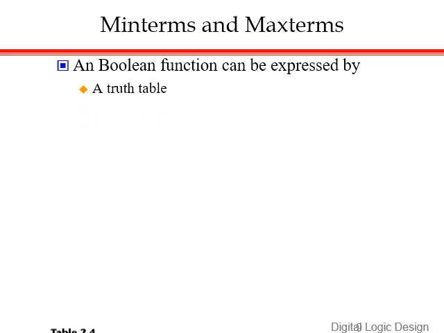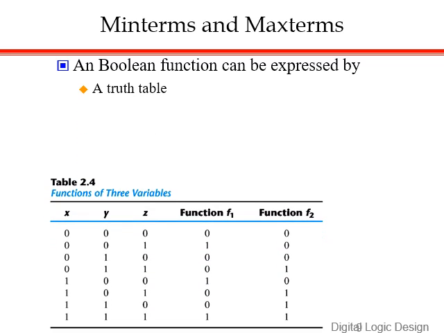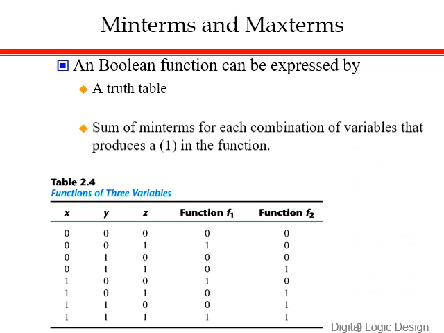So a Boolean function can be expressed by a truth table in this form. There are two functions here, f1 and f2. As you can see, the value of f1 is 1 when the value of x, y and z is 0 0 1, 1 0 0 and 1 1 1. Also the function f2 is 1 when x, y, z has the combination 0 1 1, 1 0 1, 1 1 0 and 1 1 1.